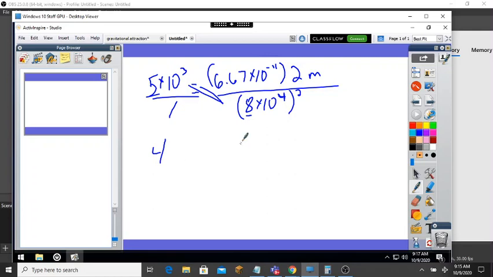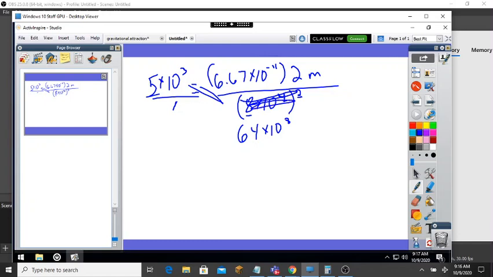You know what? What you need to do first is this part. So let's wait on that. We need to do this part first. We need to do 8 squared. 8 times 8, 64. And these exponents we're going to multiply. 4 times 2 is 8.